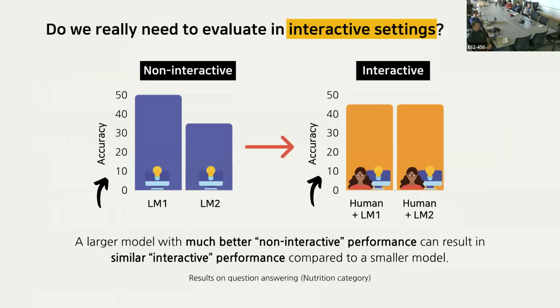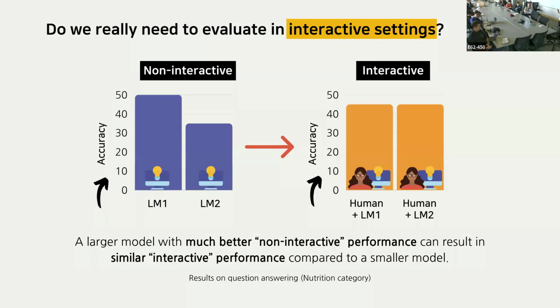All right, so I'm going to share 4 findings with 4 questions. The first one is, do we really need to evaluate in interactive settings? It's expensive, it takes time. And the answer is yes. Of course, a lot of times the performance in the non-interactive setting translates to the interactive settings. But then there are notable exceptions.